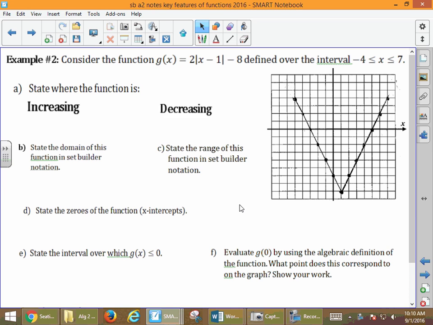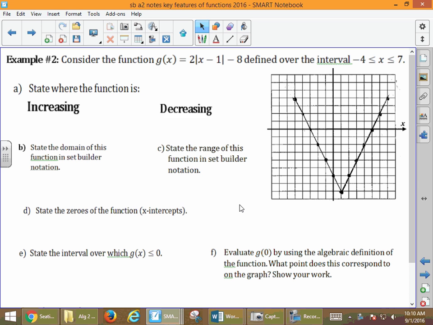Consider the function g of x equals 2 times the absolute value of x minus 1 minus 8, defined over the interval negative 4 is less than or equal to x is less than or equal to 7. What we want to look at is where this function is increasing and where it is decreasing, first of all.